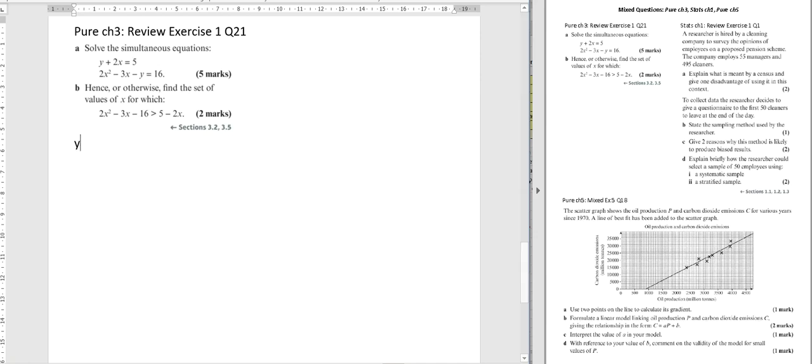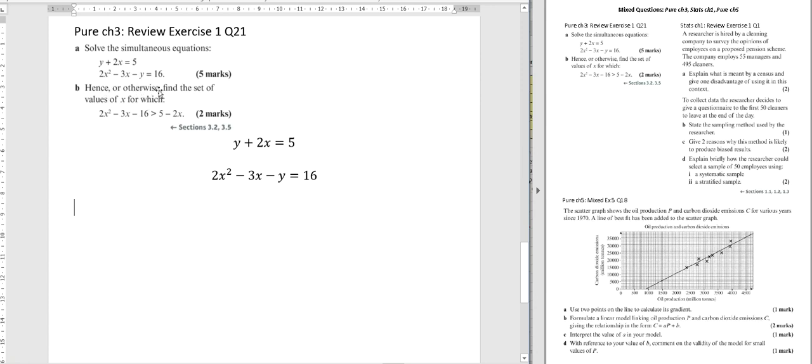So we have y plus 2x equals 5, which is a linear equation, and then 2x squared minus 3x minus y equals 16, which is a quadratic equation. When we get to the second part of the question, we'll see that it's using very similar things. It's still got the 2x squared, the minus 3x. Instead of a minus y, it has minus 16, but perhaps that's related to the 16 on the other side of this equation. And over here we have 5 minus 2x, which looks a lot like y plus 2x equals 5. So we're going to see why they've used the word hence when we get to part B.